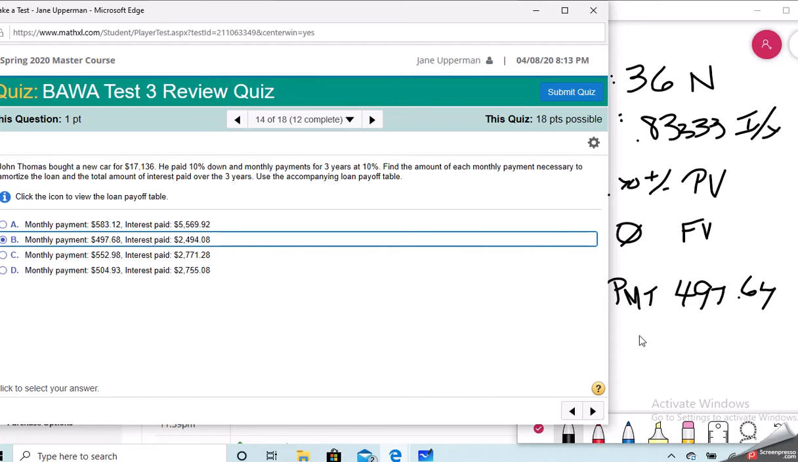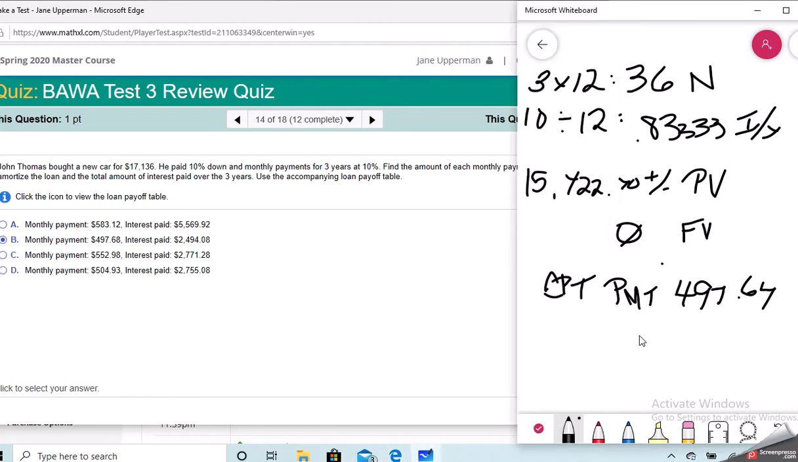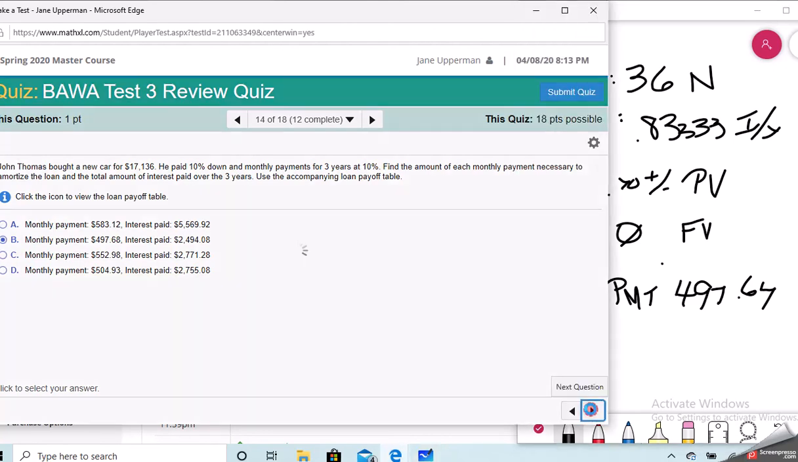The total interest paid, you could calculate by taking the $497.68, multiplying that by the 36 payments. That means they paid $17,916.48 for this vehicle. And then if you subtract out the $15,422.4 that they borrowed, that gives you this $2,494. But in this case, we knew the first answer.